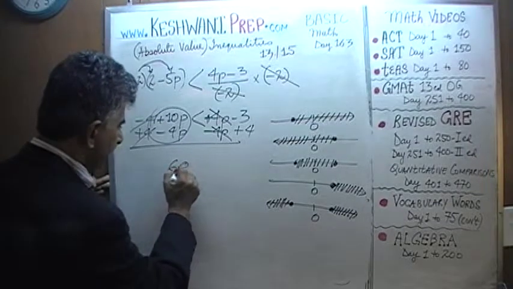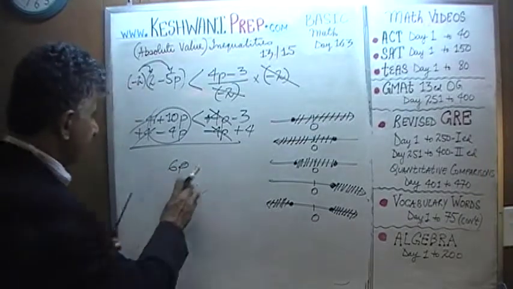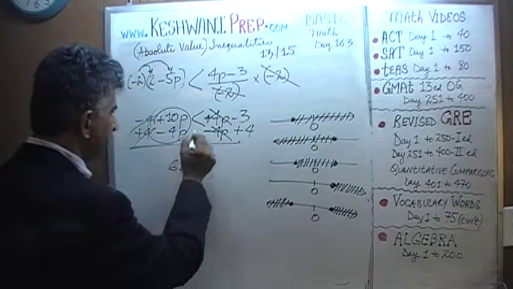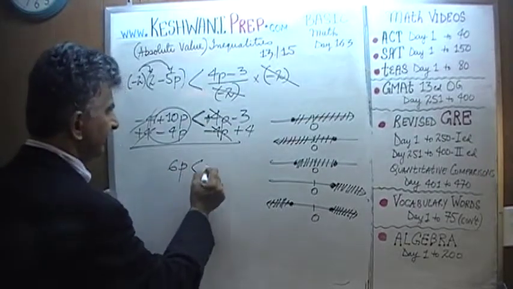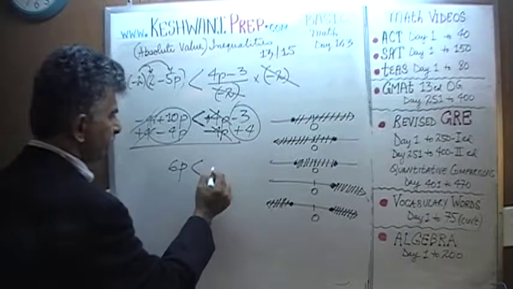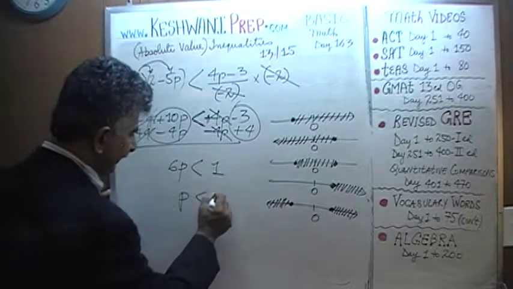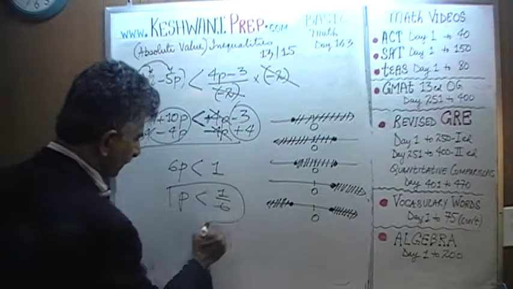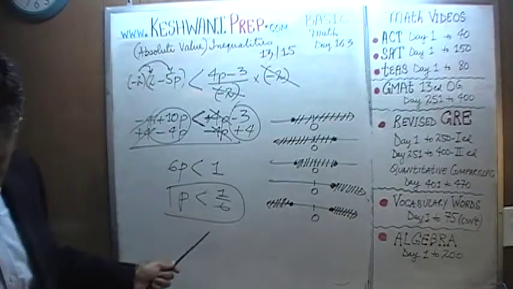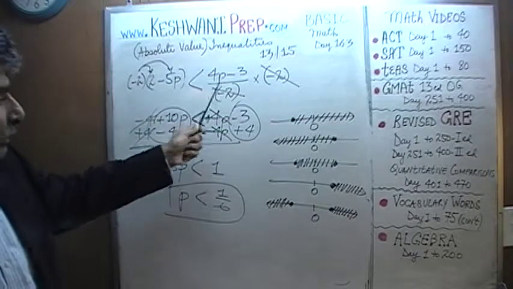6p has to be less than negative 3 and a positive 1, which is positive 1. And therefore p has to be less than 1/6. This is the solution to this given inequality.